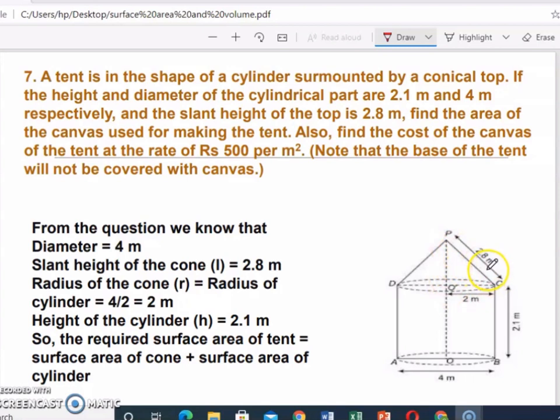Find the area of the canvas used for making the tent. Also find the cost of the canvas of the tent at the rate of 500 per meter square. Note that the base of the tent will not be covered with canvas.